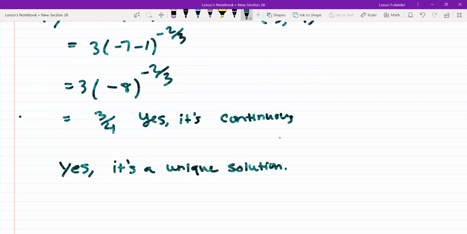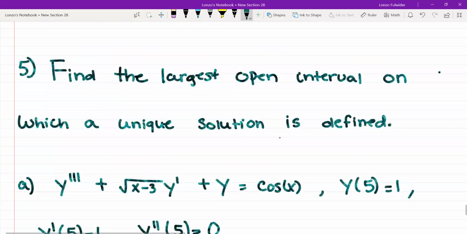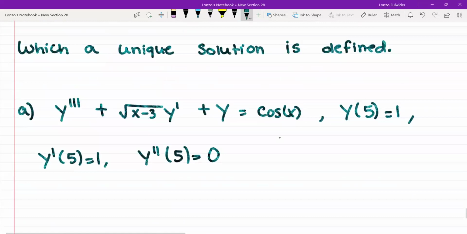Okay. Last one, number 5. Number 5 says find the largest open interval on which a unique solution is defined. We have y triple prime plus square root of (x minus 3) times y prime plus y equals cosine of x, where you're given the initial values y(5) equals 1, y prime of 5 equals 1, and y double prime of 5 equals 0.